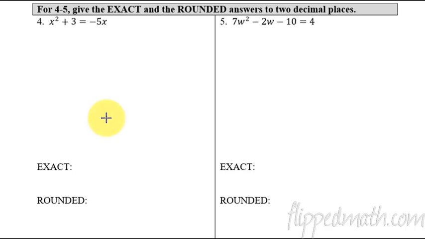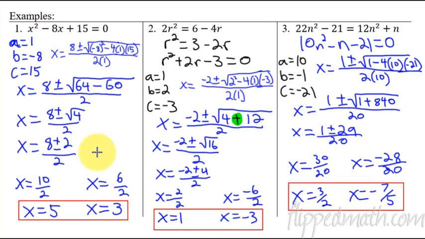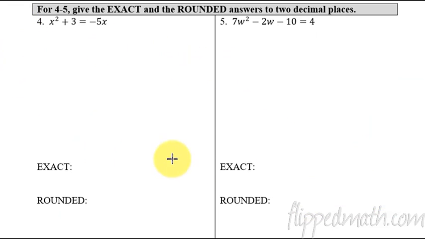Now I'm going to talk about the difference between an exact answer and a rounded answer. So these 2 problems, if we go look back at the first 3, these 3 all came out to nice numbers. Some integers, some nice pretty fractions. These 2 examples will not work out that way. They're going to be some crazy radical irrational answers with decimals that go on forever and ever.